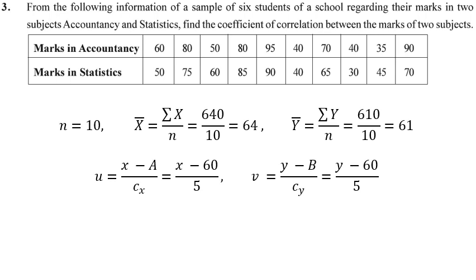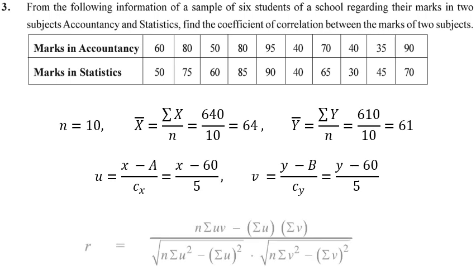Now why I have taken 60, 60 for both? You can take any value you want, but because we are supposed to divide it by 5, take some value which is divisible by 5. And for x bar it is 64, so the nearest lower value which is divisible by 5 than 64 is 60, so I have taken 60. For y bar the answer is 61, so the near about value to 61 which is divisible by 5 is again 60, so I am taking 60, 60 as assumed values for both u and v.